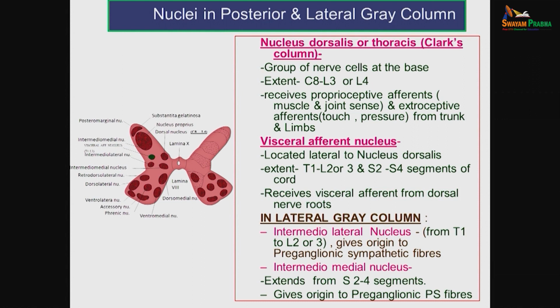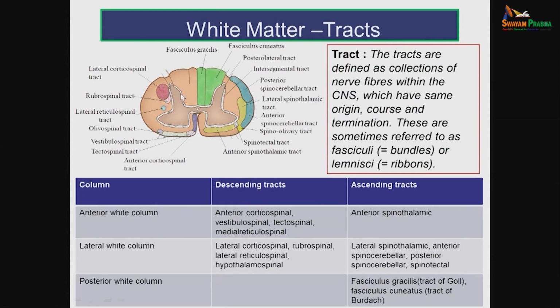If the cord is viewed in a 3-dimensional view, the segments appear like pillars. Hence, we can call them grey columns. Column means it's like a pillar. So, these are the various nuclei which are present in the grey horns. Now, having learned the grey matter, we learned various nuclei, that is, collections of nerve cell bodies within the central nervous system.